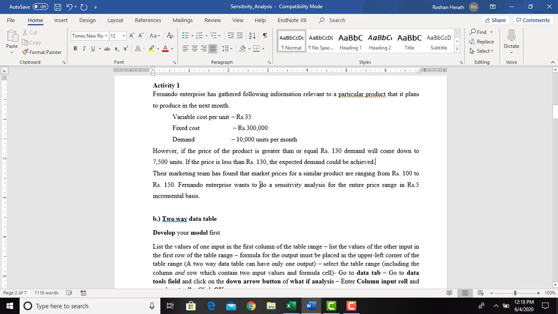So they would like to do a sensitivity analysis for the entire price range on a 5 incremental basis.